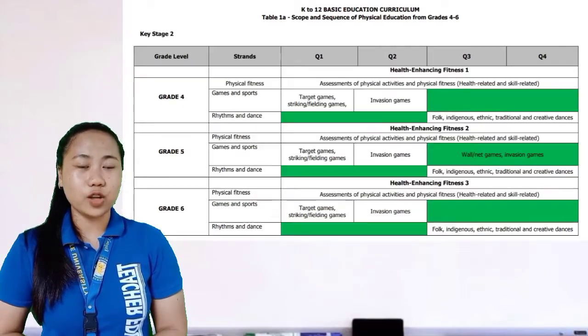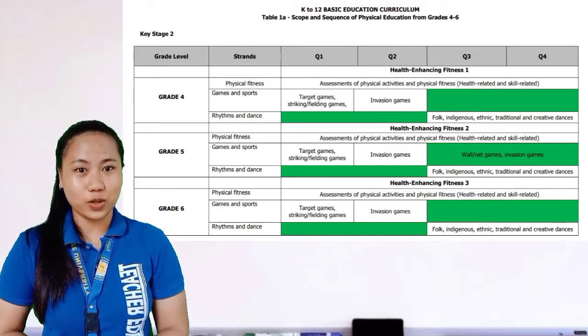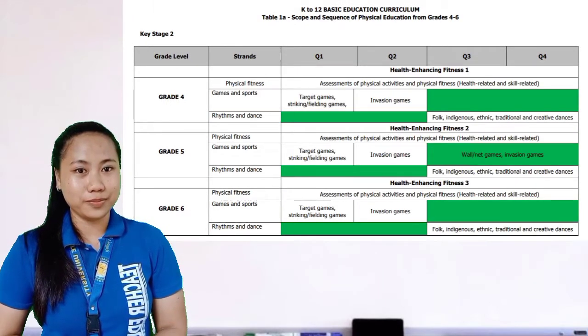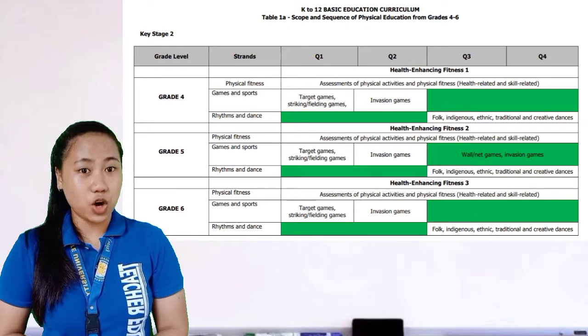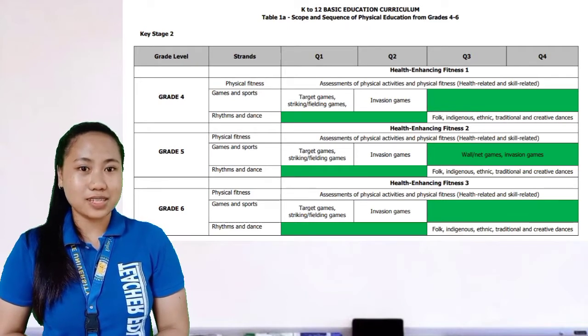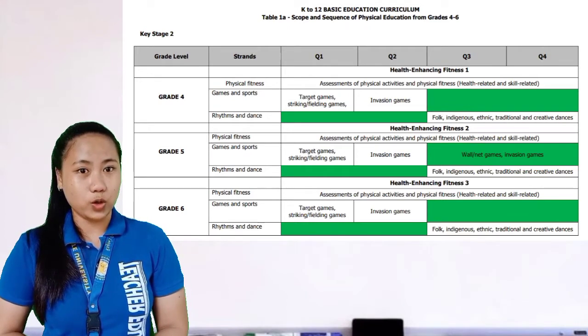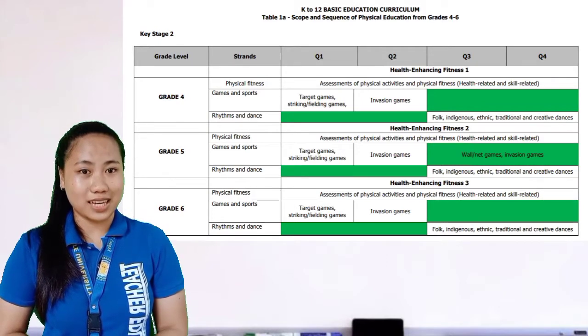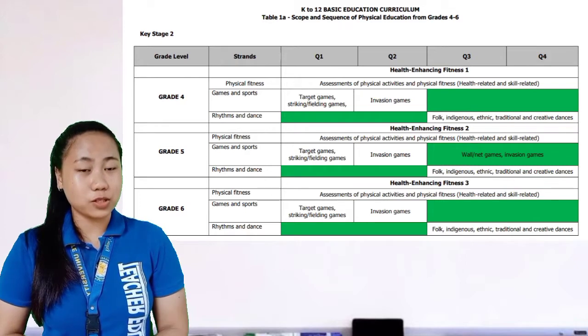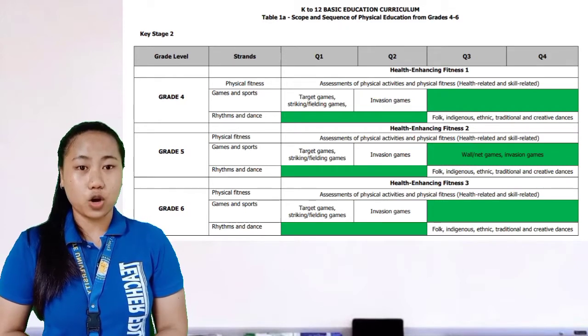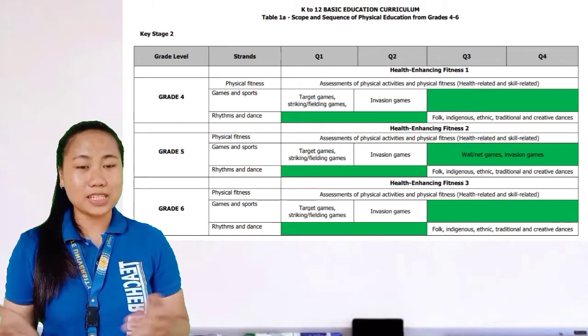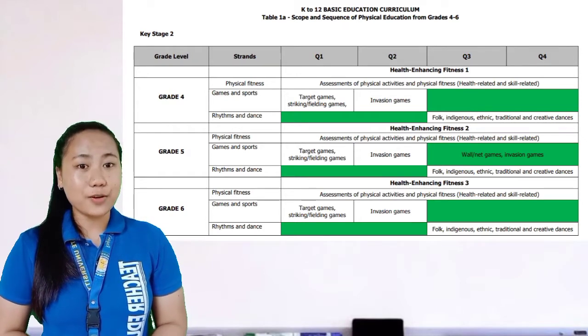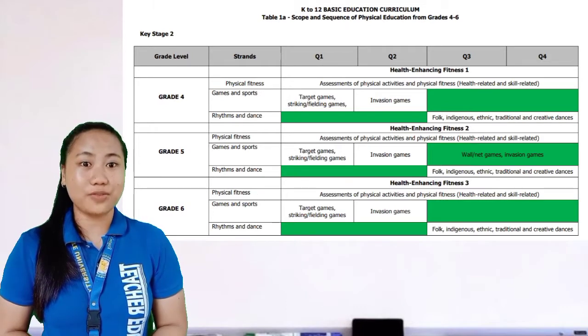Let us now move on to the scope and sequence of physical education for grade 4. But before we discuss it, let us first take a look at our curriculum. As we can see, the scope and sequence from grade 4 to 6 are way different from the scope and sequence of the lower grades, because they are focused on health and skill-enhancing activities, ensuring that they are integrative and inclusive in context.